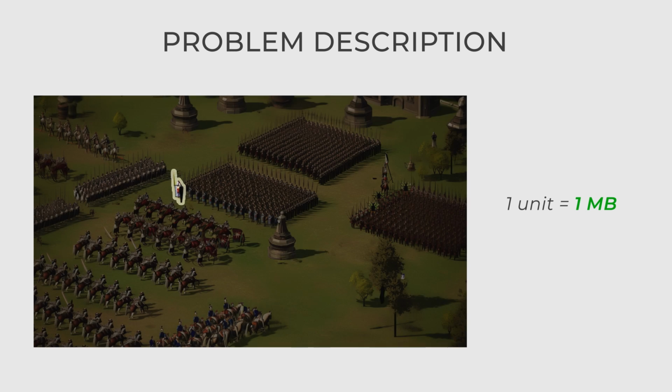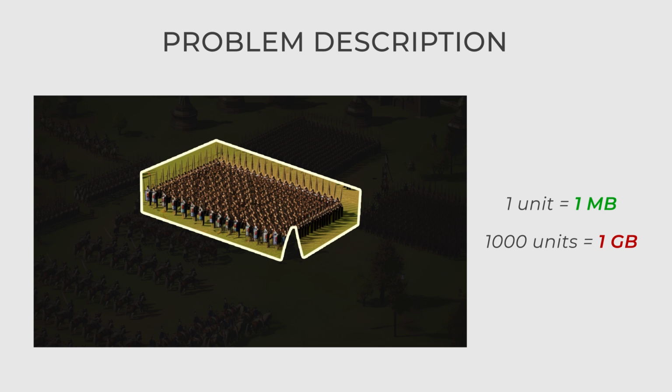If there are 1000 units on the screen, then 1 gigabyte of memory will be used only for essentially the same textures. Here's an excellent place to optimize the memory usage, and as you might have guessed by now, we can use a design pattern here. The Flyweight in this case.